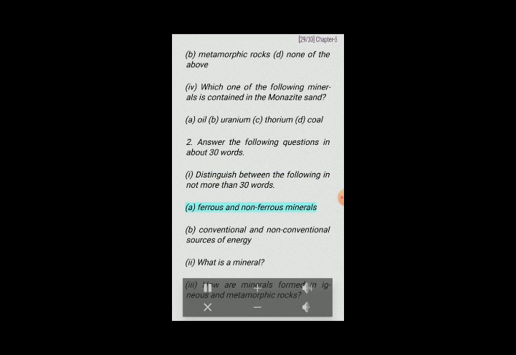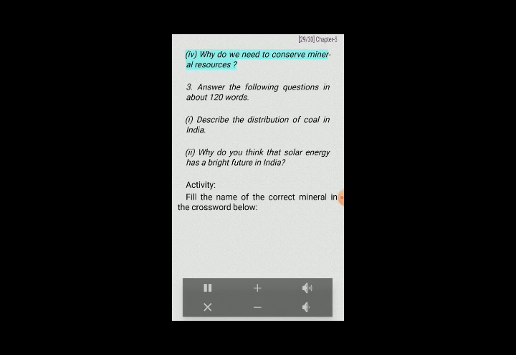Distinguish between the following in not more than 30 words. I. Ferrous and non-ferrous minerals. II. Conventional and non-conventional sources of energy. III. What is a mineral? IV. How are minerals formed in igneous and metamorphic rocks? V. Why do we need to conserve mineral resources?